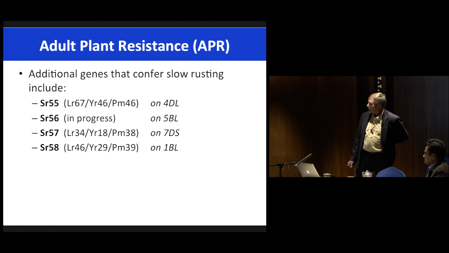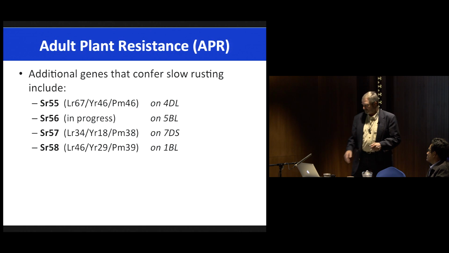There are additional genes that confer slow rusting. SR55, 56, 57, 58. That's their chromosomal location. They may or may not be in the 9th stem rust resistance screening nursery. If you go to the CIMMYT website, there's the stem rust resistance screening nursery number 1, number 2, all the way through number 9. I have not looked at those files, but there would be a number of sources of stem rust resistance in those varieties that you could request from CIMMYT.